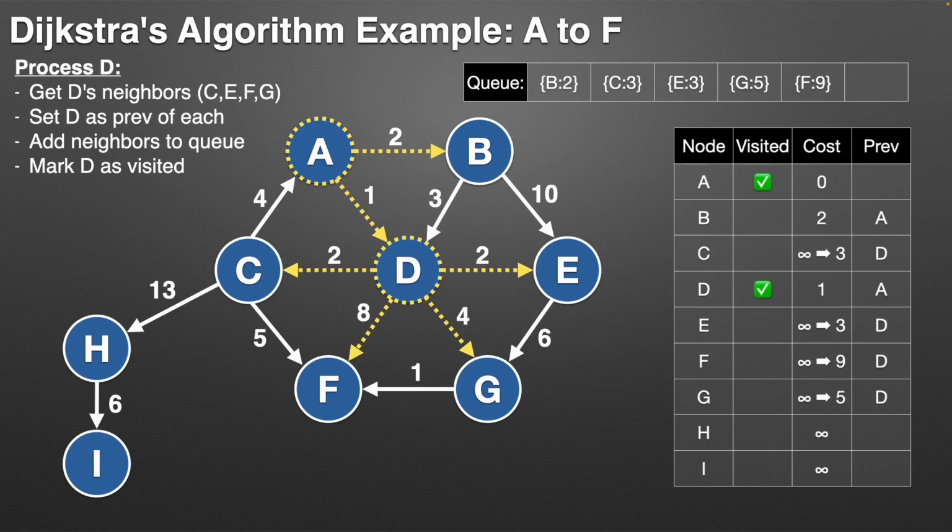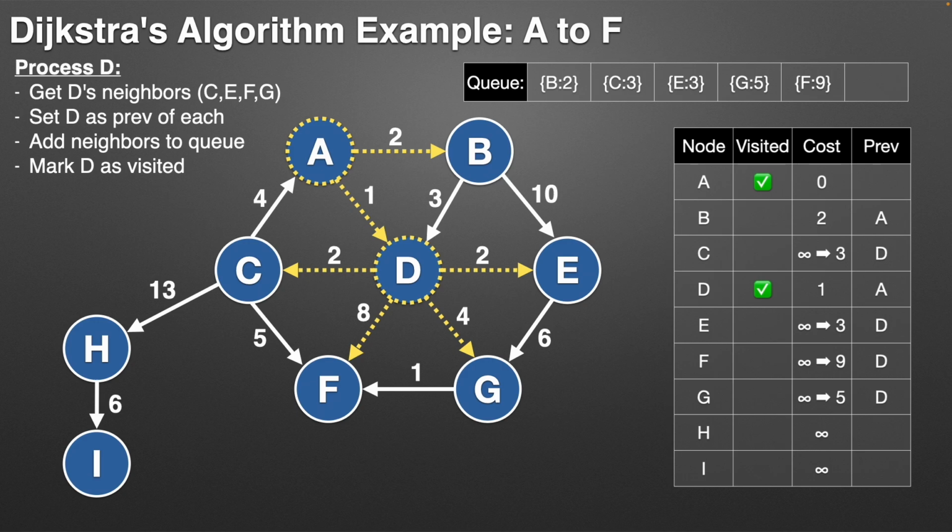So we pull D out of the priority queue, and the first thing we do is ask D for its neighbors. It's got quite a few neighbors, as you can see: C, E, F, and G. For all of those neighbors, you can see before this step, they were all infinite cost, right? So we're going to compute the cost for each of them, which in this case is the cost of coming from D to each of the neighbors.